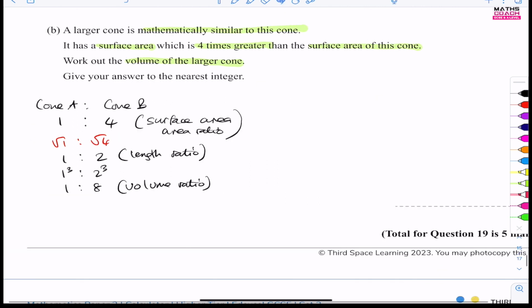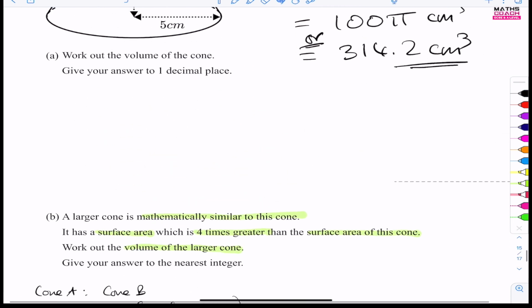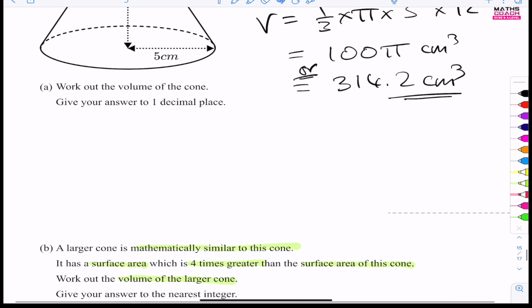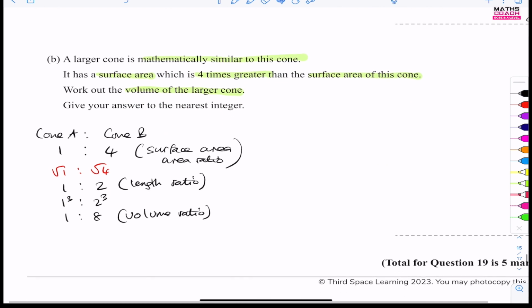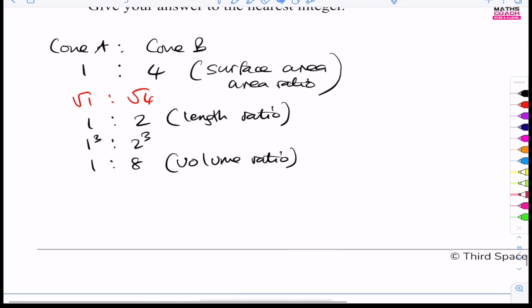All right. Do we know the volume of cone A? Yes, we do. We worked it out earlier. It was 314.2 centimeter cubed. So the volume of cone A is 314.2. Do we know the volume of cone B? Of course not. That's what we're trying to work out. So we're going to call that x.